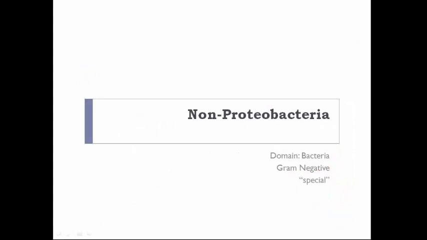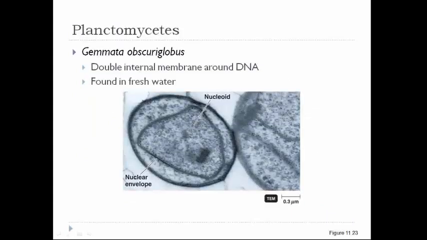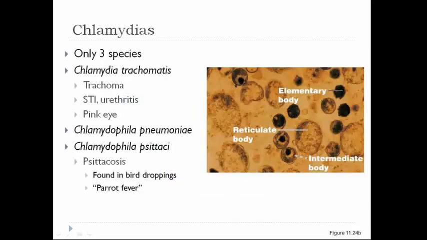Now, the non-proteobacteria, they are special. They usually have something strange about them. The first one here actually has an internal membrane around its DNA. Another broken rule in prokaryotes. But it has nothing else. Everything else makes it a prokaryote. Based on its ribosomal RNA, it's found in fresh water, but it does make it interesting that it has this kind of pre-nucleus. Chlamydias. Chlamydias at one time were thought to be viruses because they couldn't be grown in a petri dish.